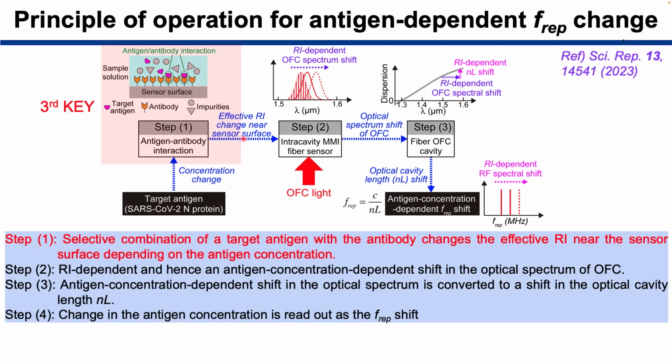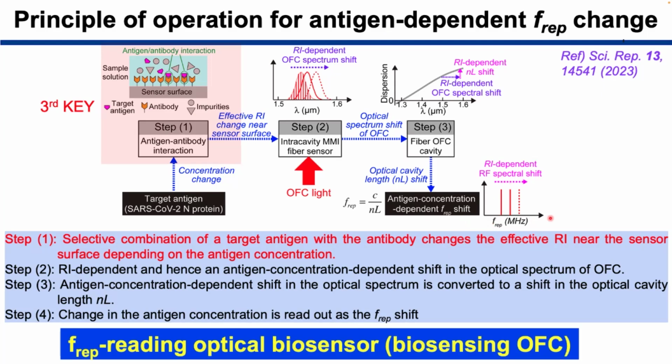Then we use a similar procedure to RI sensing. Finally, the change in the antigen concentration is read out as the FREP shift around several tens of megahertz. In this way, an FREP-reading optical biosensor, or biosensing OFC, can be achieved.